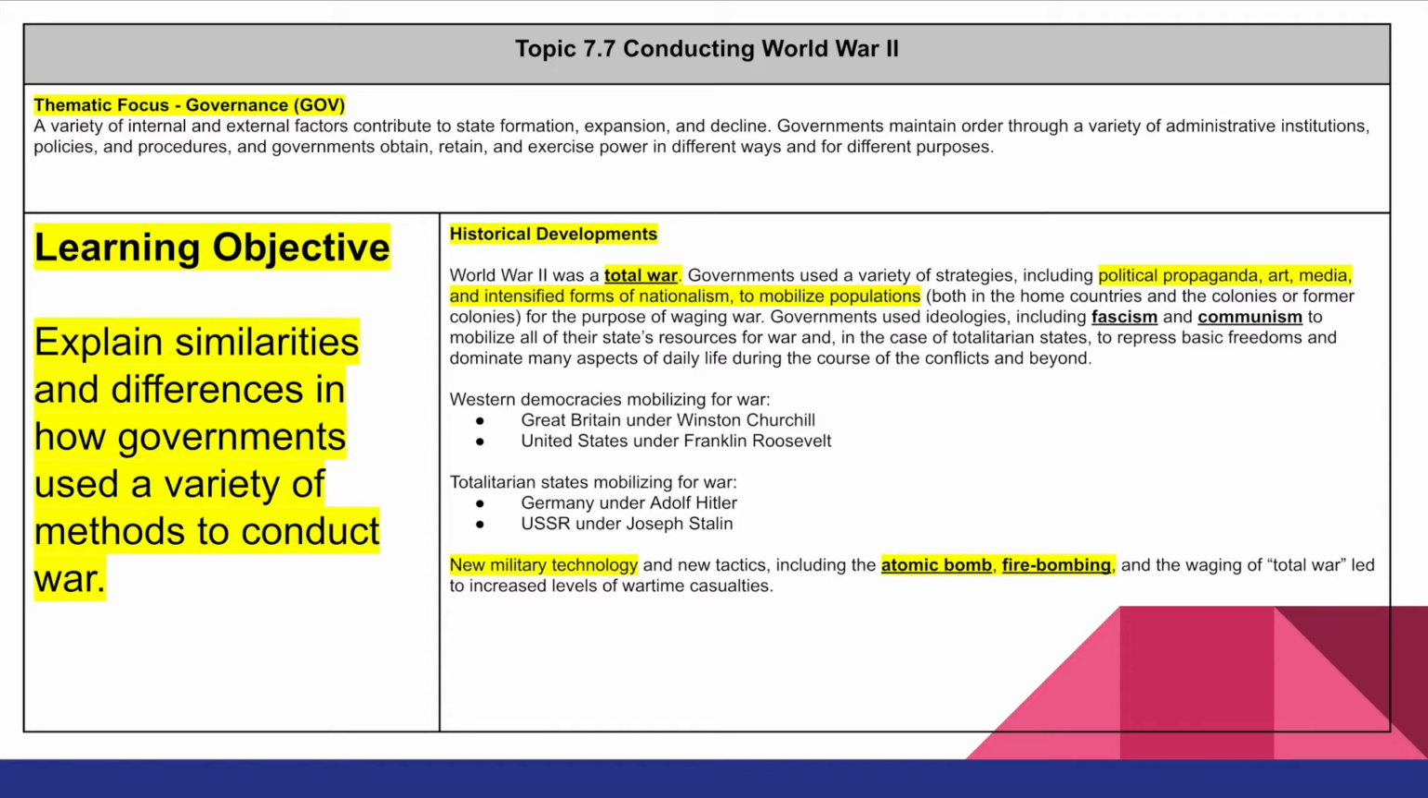More specifically, let's zoom into the historical developments. We're talking about components of total war during World War II, in which governments used a variety of strategies, including political propaganda, art, media, and intensified forms of nationalism, otherwise known as hypernationalism, to mobilize their populations. That was the goal. We're also talking about new military technology that reflects firebombing, as well as the atomic bomb that was used on Hiroshima and Nagasaki in Japan to end the war in the Pacific.